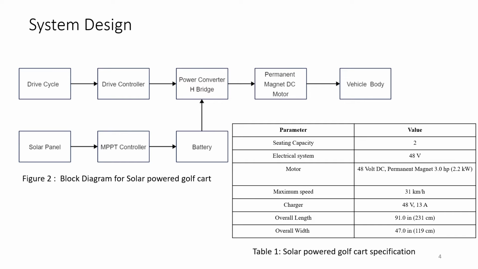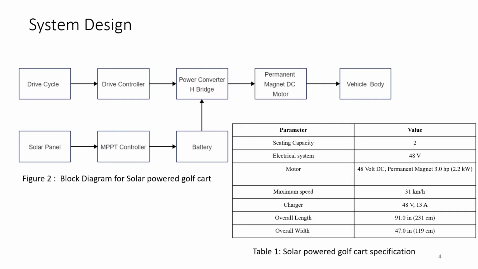Hi everyone, I am Nitin. The working of a solar power golf cart can be explained with the help of the block diagram as per figure 2. Here we can see the systems that are involved in the operation of a solar powered golf cart. The system consists of a vehicle body for two occupants which is powered by a 3 horsepower or 2.2 kilowatt permanent magnet DC motor via transmission gear.